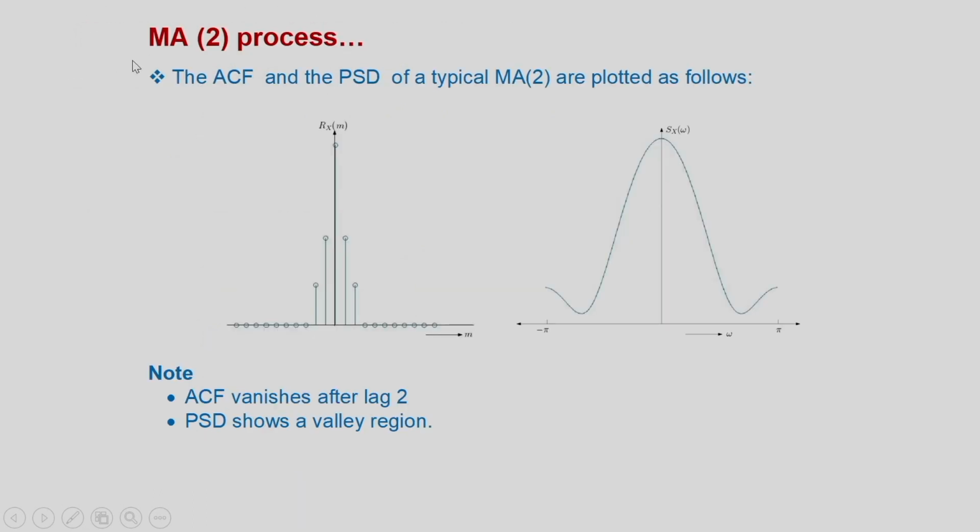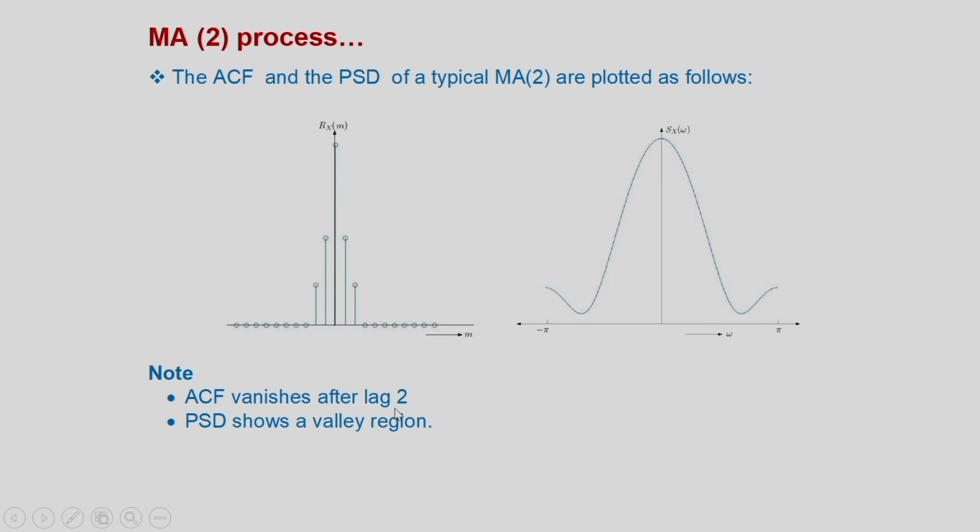If we plot this autocorrelation function, we will get a plot like this: suppose this is lag 0, 1 and 2, after that the autocorrelation function becomes 0. And if we consider the plot of Sx(ω) versus ω between -π and π, because it is periodic with period 2π, so uniquely defined only between -π and π, we see that there is a valley portion here. That is a characteristic of a moving average spectrum.